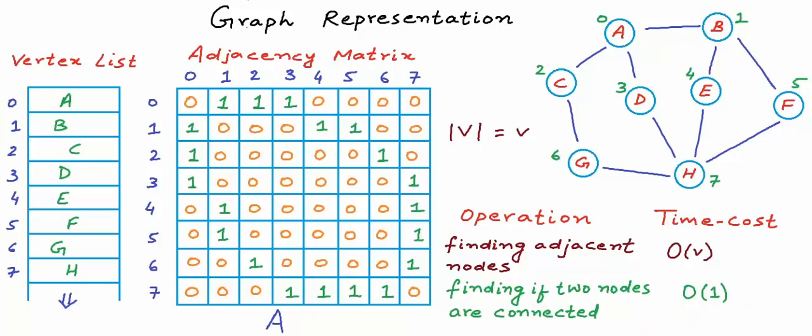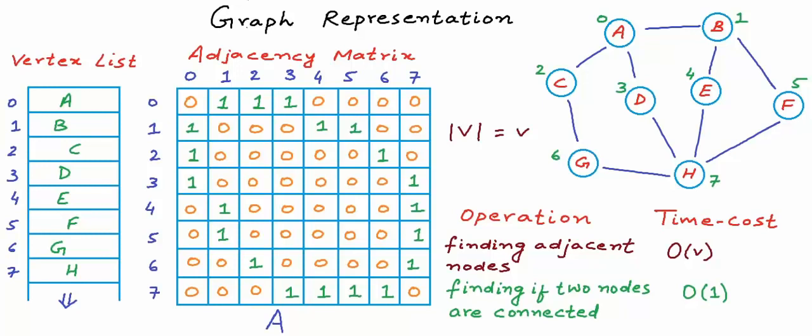Okay, so as you can see, with adjacency matrix representation, our time cost of some of the most frequently performed operations is in the order of the number of vertices and not in the order of the number of edges, which can be as high as the square of the number of vertices.